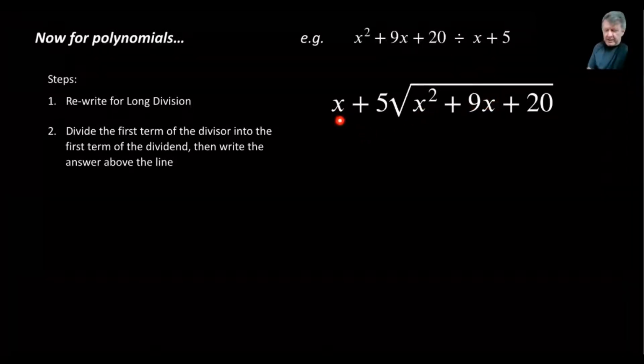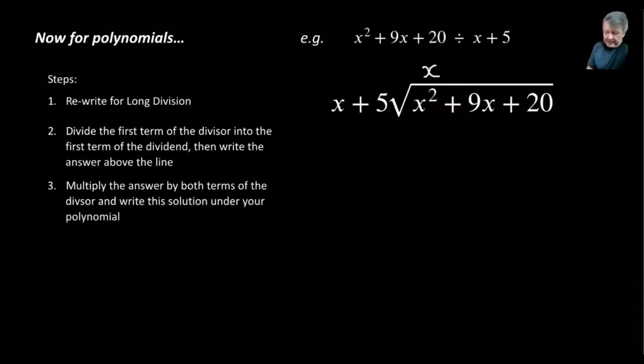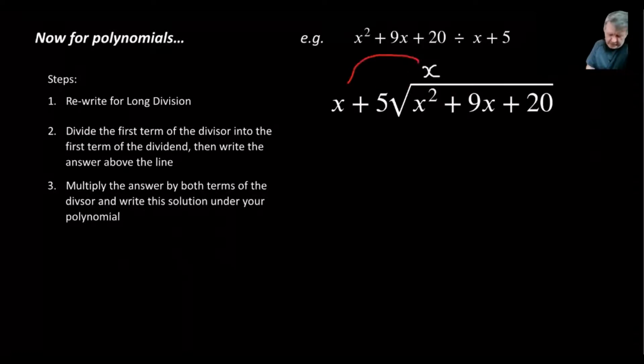So how many x's go into x squared? Another way to think about it is x times what is x squared? So x times x is x squared. Now, coming back the other way, coming down the way, we need to do this x up here times the divisor. And again, we've got the 2 terms, but we're going to do one at a time. So first up, we're going to do x times x, and then we're going to do x times 5. And we're going to write this solution under the polynomial.